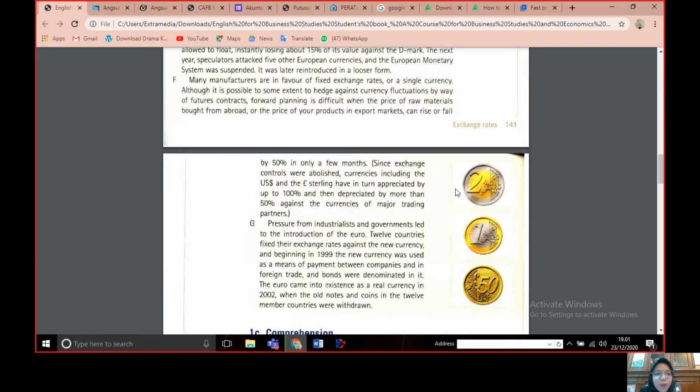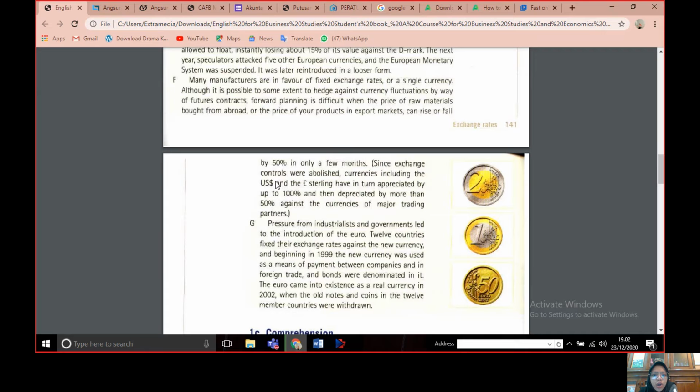F. Many manufacturers are in favor of fixed exchange rates or a single currency, although it is possible to some extent to hedge against currency fluctuation by way of futures contracts. Forward planning is difficult when the price of raw materials bought from abroad or the price of your product in export markets can rise or fall by 50% in only a few months.